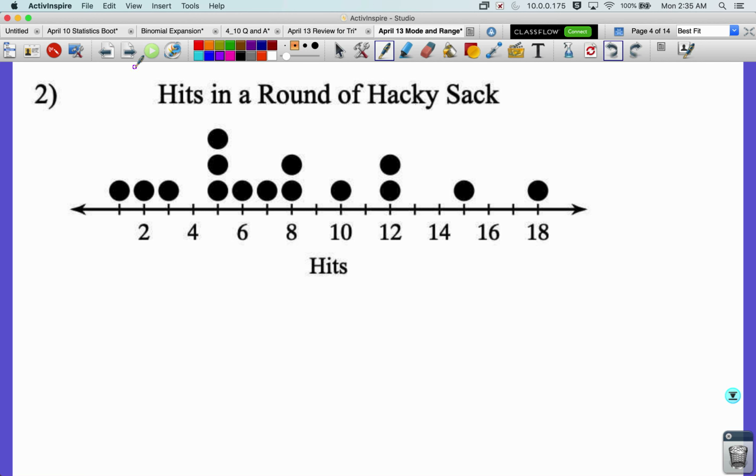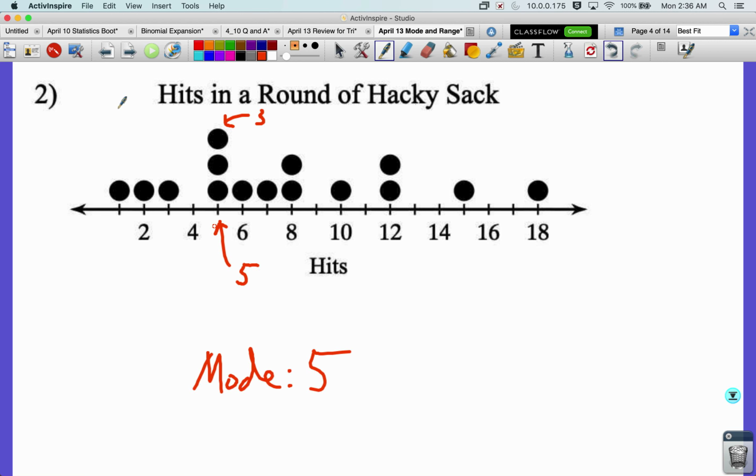All right, here's another way our data can be presented. This is a histogram or a dot plot. And we've got some data for hits in a round of hacky sack. We can see, one of them went really long with 18 hits. One of them only got 1 hit, more of your data concentrated in the middle. But this bar right here is the highest with 3. But what we say for the mode is we go down to the number of hits, the actual value for the data point, and that's 5. So our mode is 5 because 5 had the tallest bar.